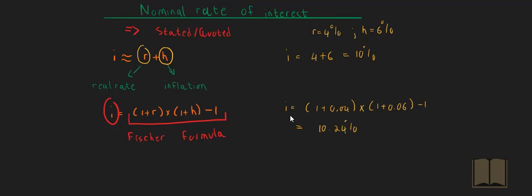10.24%. So using the approximation calculation, the nominal interest rate is 10%, but if you want to be precise, if you want to be absolutely accurate, then you use the Fisher formula in order to calculate the nominal interest rate, and you get 10.24%.